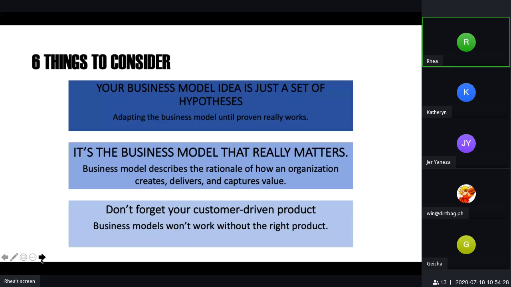And don't forget your customer driven product because business models won't work without the right product. And again, it is the customers that bring in money. So it is very important that prior to business model canvas, we talked about customer empathy because we need to be able to understand how our customer feels. Are we really addressing the right problems? And are we really targeting the right customers? Because again, these customers are the ones bringing us money.